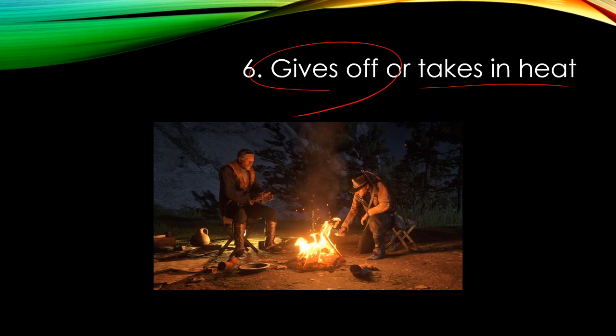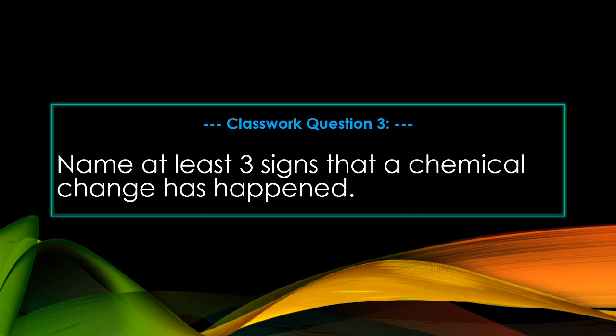The other one that they talked about in the video is that when you bake a cake, you have to put it into an oven where it's like 400 degrees, and the cake takes in all of that heat in order to turn from cake batter into an actual cake. It takes in heat, and that is another indication that it is an example of a chemical change. All six of those things are signs that a chemical change has happened.